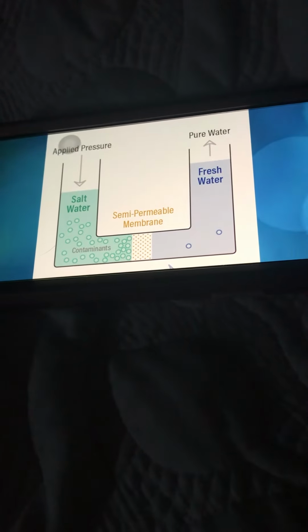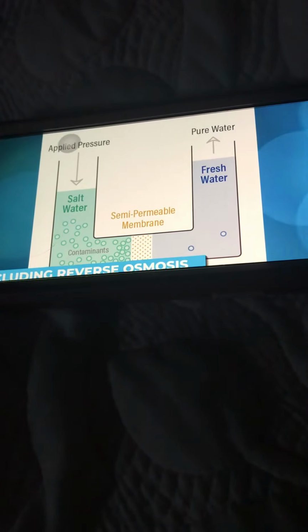Reverse osmosis uses a pressure gradient as a driving force to move salt water under high pressure through a membrane that prevents the passage of salt ions. There are several membrane processing methods, including reverse osmosis, nanofiltration, ultrafiltration, and microfiltration. The pore size of the membrane varies depending on the type of process.